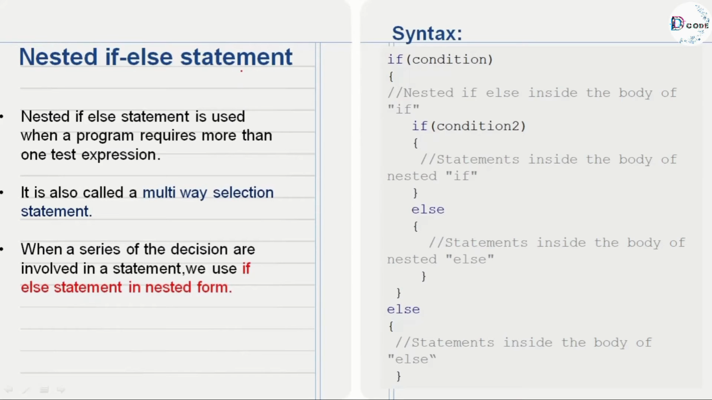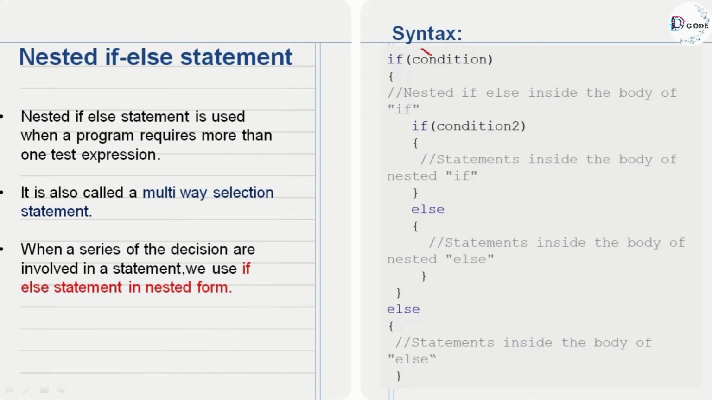Now let us look at the nested if else statement. When a series of decisions are involved in a statement, we use the if else statement in nested form. It is also known as a multi-way selection statement. Now let us look at the syntax of the nested if else statement.